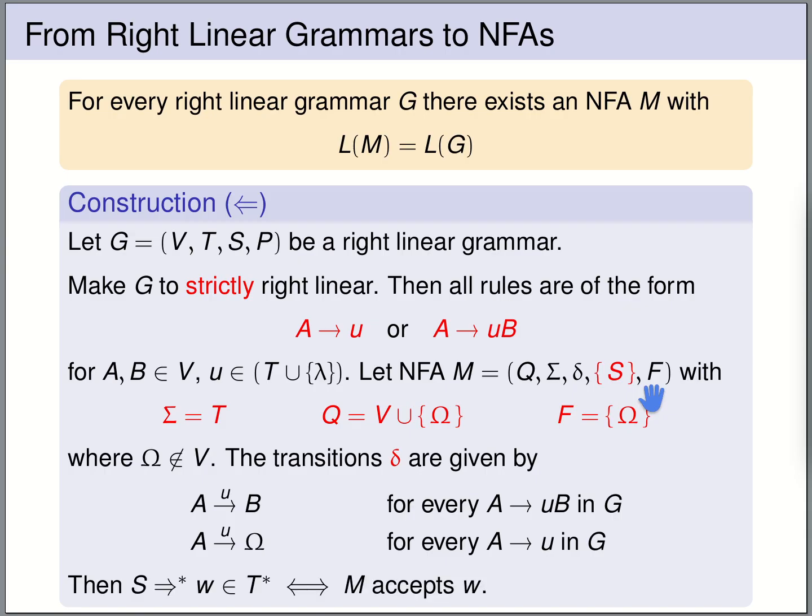Now you can establish the following property, namely you can show that from the starting variable in our grammar, we can derive a word W that only consists of terminal letters if and only if the automaton that we have defined accepts the word W, and that means that the language of the grammar, the language generated by the grammar, is just the same as the language accepted by the automaton.